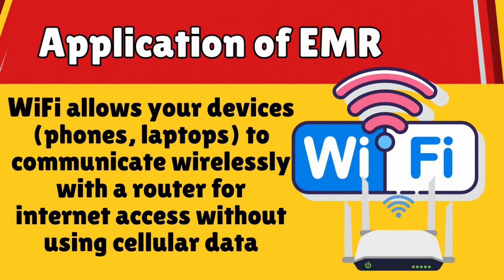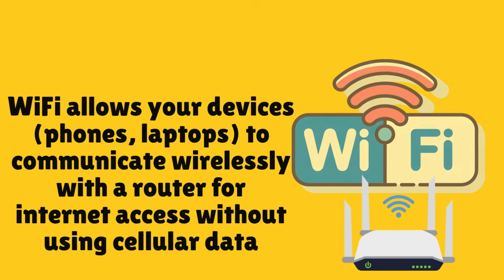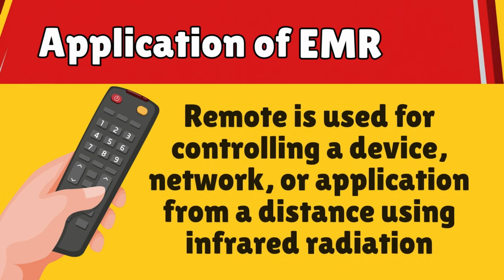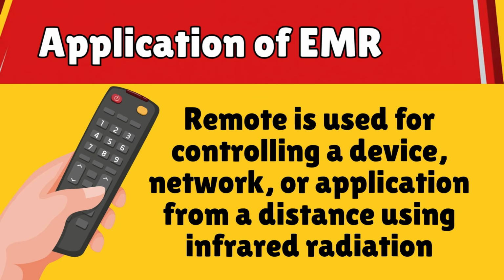Next, Wi-Fi. Wi-Fi allows your devices, such as your phone, your laptops, and sometimes our TV, to communicate wirelessly with a router for internet access without using cellular data. Right now, Wi-Fi is very important for us. Next, remote. It is used in controlling a device, network, or application from a distance using infrared radiation.